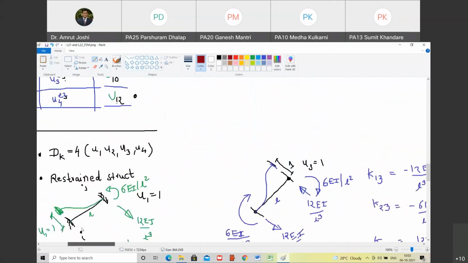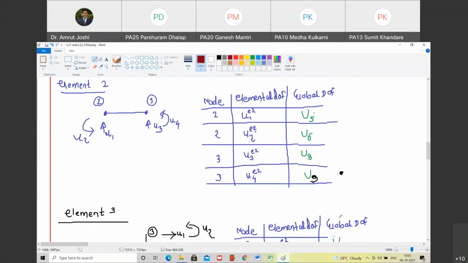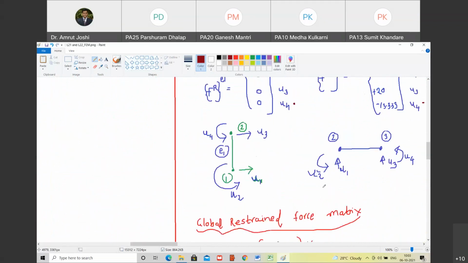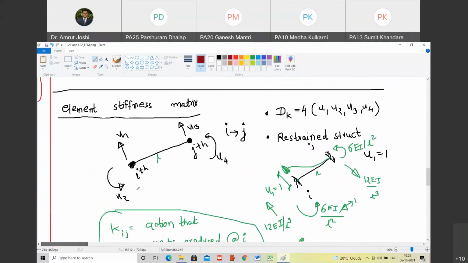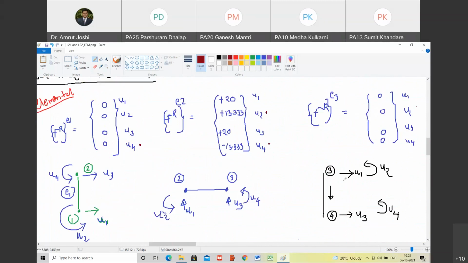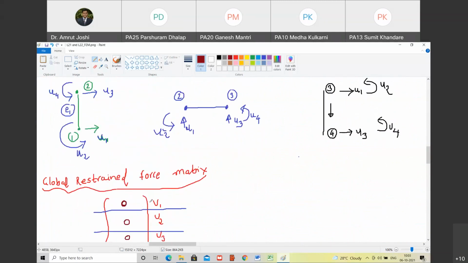U11 part of which matrix? Part of which element? None of the elements. No, sir. U11 anyway turns out to be 0. Happy? U12. Yes, sir. Bolo, U12. Third element, fourth degree of freedom. So third element, fourth degree of freedom, 0. So this is the global restrained force matrix. Happy?